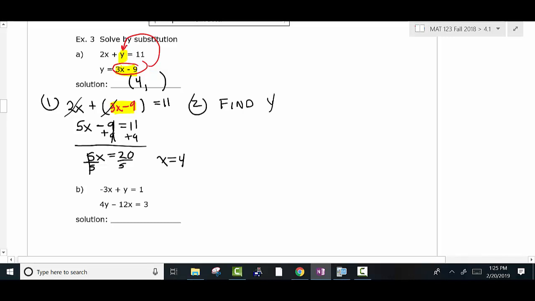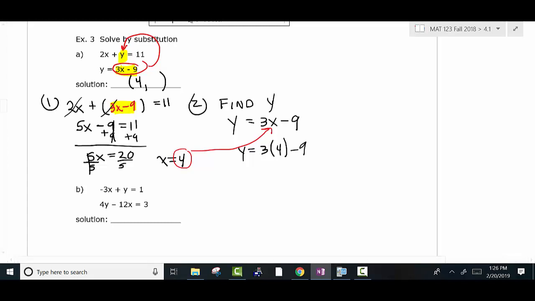What you've got to do is pick an equation. It doesn't matter which equation you pick, but just plug the 4 into it. I would probably pick this one because it's easier. So now that we have x is 4, just plug it in. So we're going to have y equals 3 times 4 minus 9. Just plug it in and calculate. That gives y equals 12 minus 9, so y equals 3.